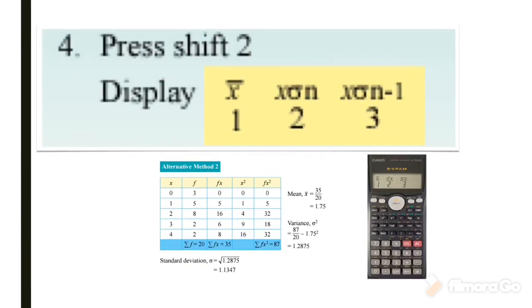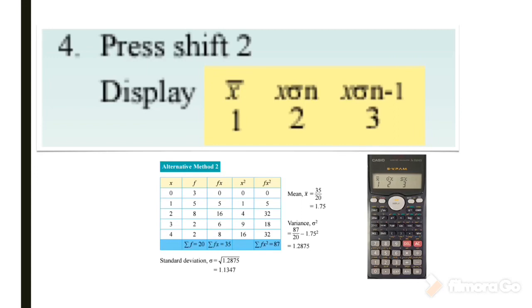Now you need to press shift 2. Once you press it, the calculator will display x with the line on top, that is the mean. Mean is average. You can also get the standard deviation, which is x sigma. So if you press shift 2, you choose 1, equal, you get the mean, which is 1.75. Let's say you want the standard deviation, you press shift 2 again, then you choose 2.